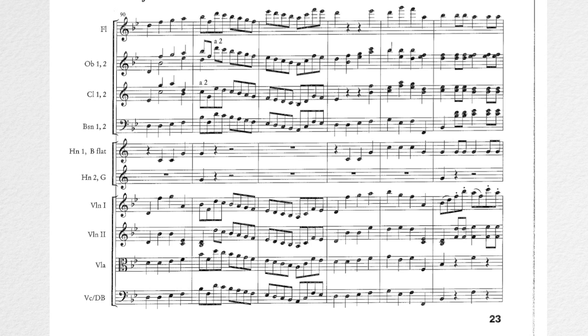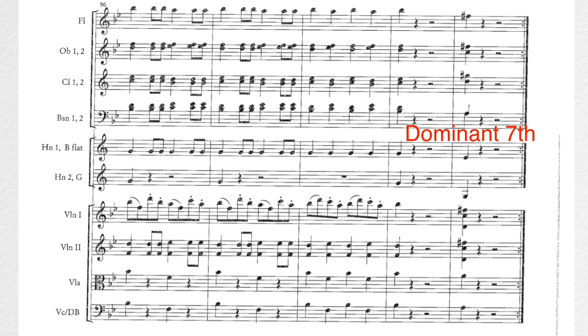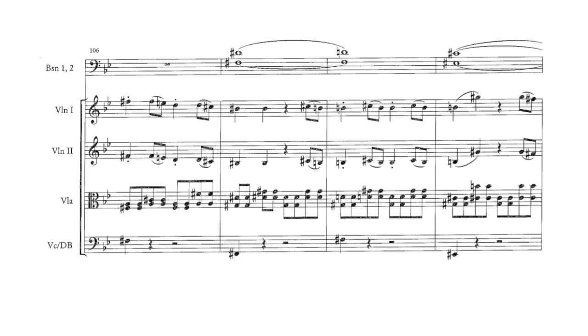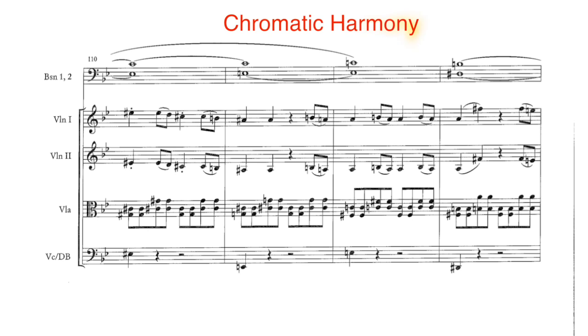A dominant 7th chord in G minor is used here as a pivot to link back to bar 1 for a repeat of the exposition. To save time, let's skip the repeat of the exposition and go straight into the development. The harmony here is chromatic. Have a look at the bassoons, which are playing descending chromatic chords.